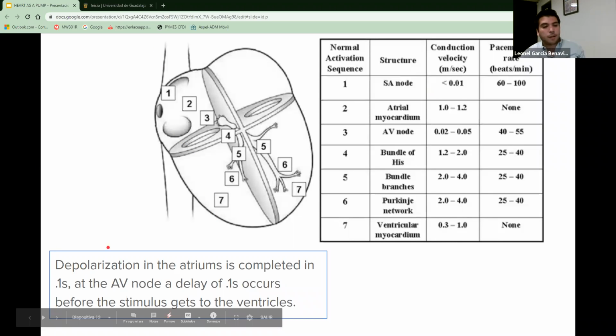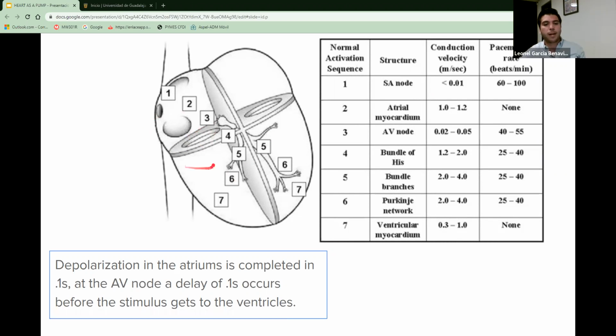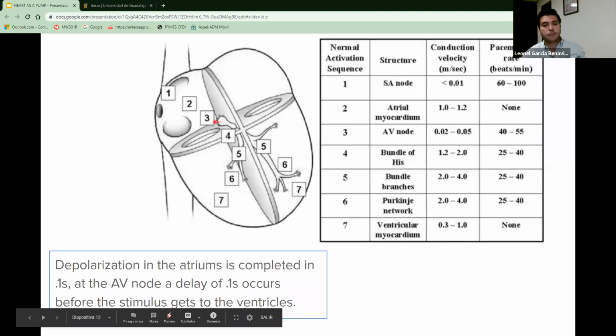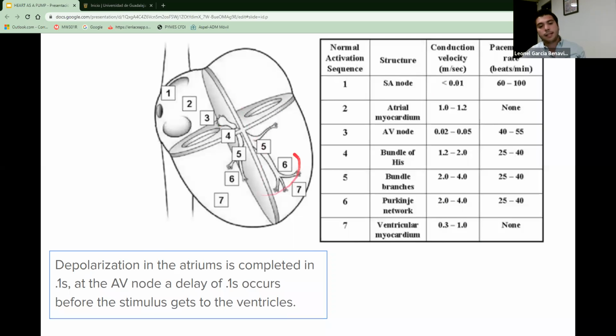Also, something to know right here is that depolarization in the atria is going to be completed in 0.1 seconds. At the AV node, a delay is going to occur. What was this delay for? For this fibrous ring right here. These fibrous rings, and the AV node, cause a delay of 0.1 seconds before the impulse gets to the ventricles.